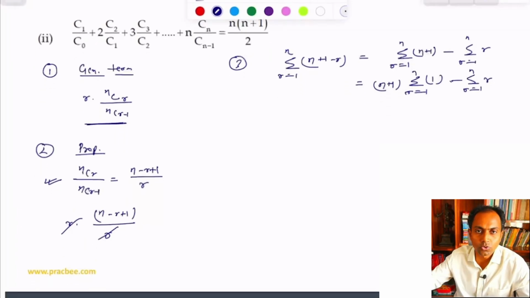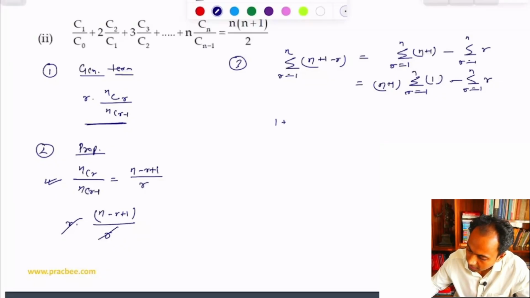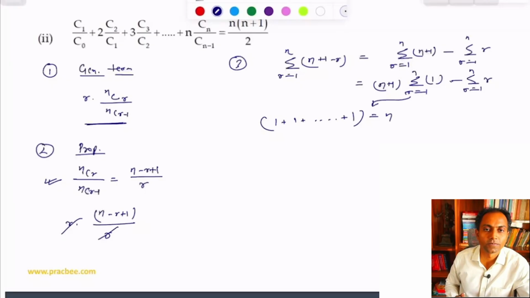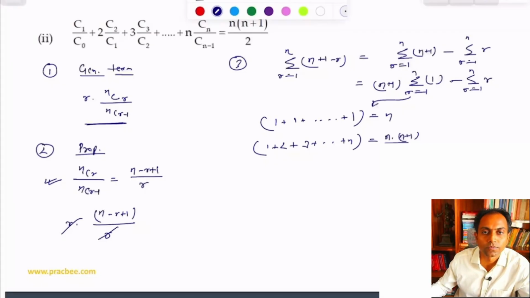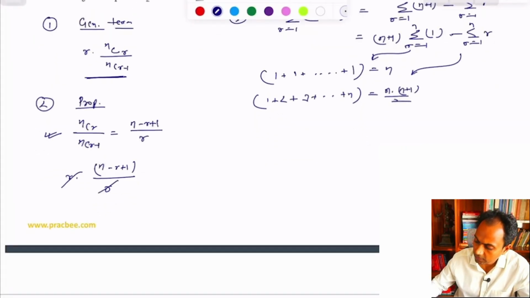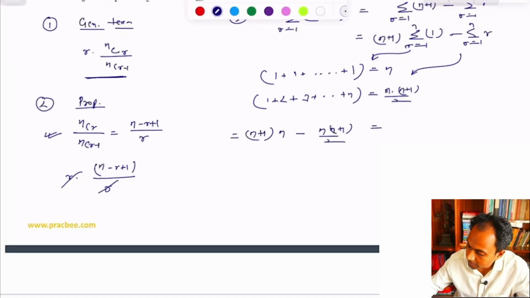Now, you should know this very basic result that if I add 1 n times, like 1 plus 1 plus 1, so we are adding 1 n times, the answer will become n. So this is what happens in the first part. In the second part, what we are doing is 1 plus 2 plus 3, we are adding till n. If I do so, the answer becomes n into n plus 1 divided by 2. So this is what happens in the second part. We can substitute both of these values and get our final answer. So this becomes n into n plus 1 minus n into n plus 1 divided by 2, which if subtracted will become n into n plus 1 divided by 2.